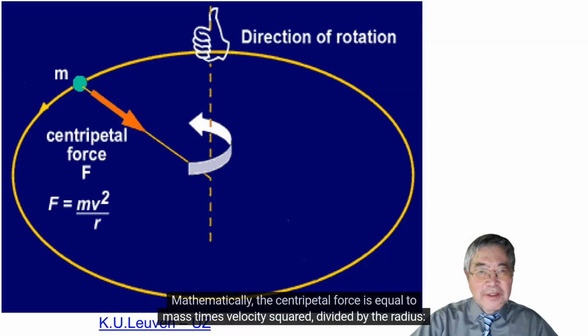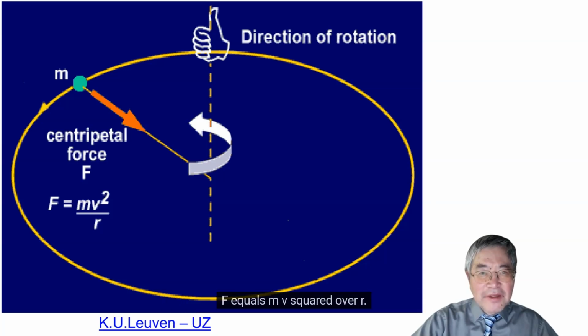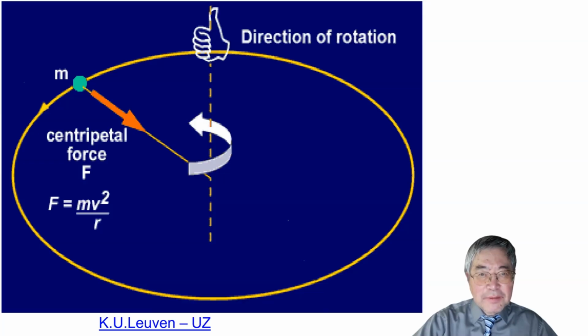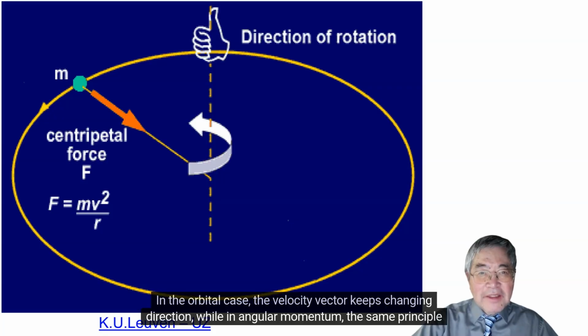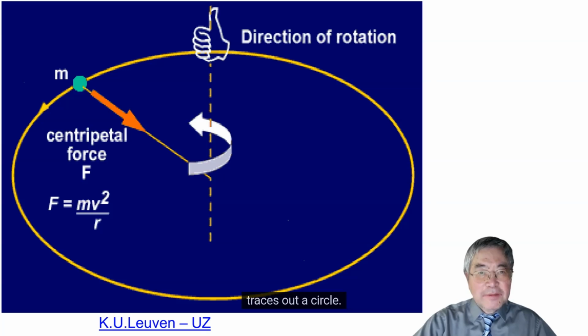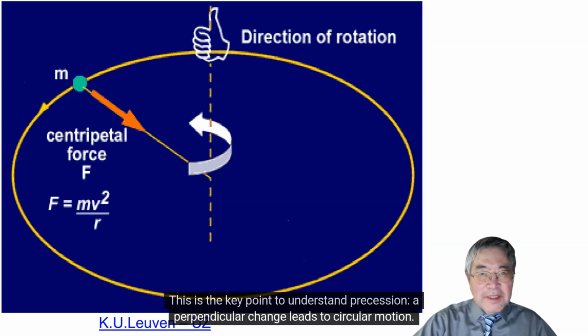Mathematically, the centripetal force is equal to mass times velocity squared divided by the radius, F equals mv squared over r. Now connect this to angular momentum. When the change in a vector is always perpendicular to the vector itself, the result is circular motion. In the orbital case, the velocity vector keeps changing direction, while in angular momentum, the same principle applies. Torque causes a perpendicular change in angular momentum, and so the angular momentum vector itself traces out a circle. This is the key point to understand precession. A perpendicular change leads to circular motion.